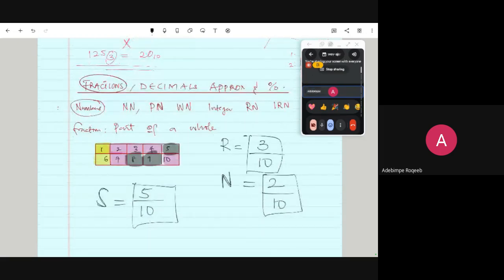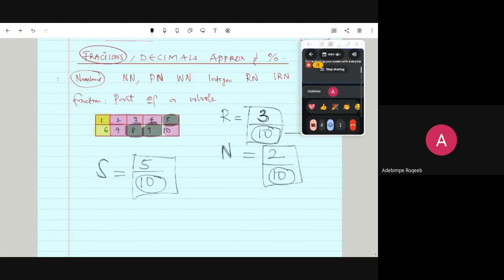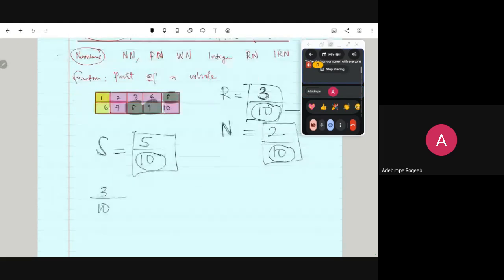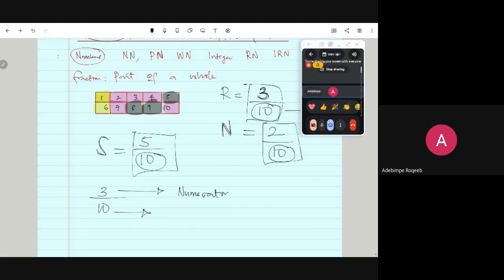So fraction means part of a whole. Part of a whole. This 10 is the whole. This one on top is the part. How many parts am I giving Rakib in the total? I'm giving Rakib 3 of 10. When we have fractions like this, 3 over 10, this 3 has a name and this 10 has a name. The name of this 3 is called numerator. And this 10 is called denominator.